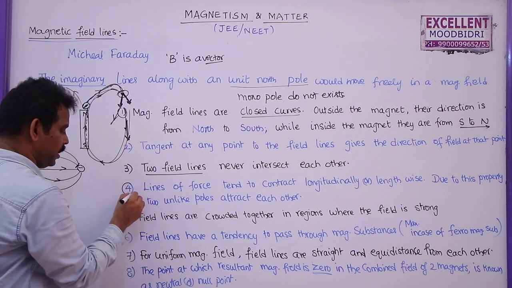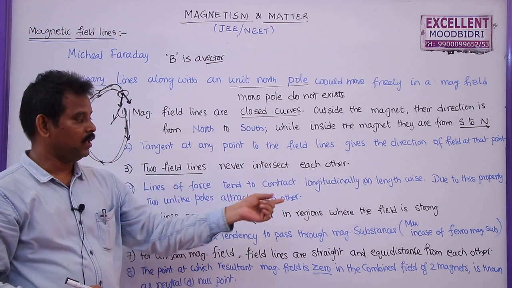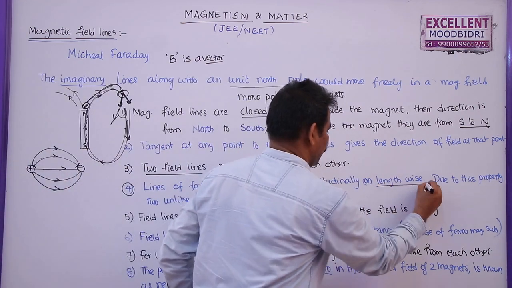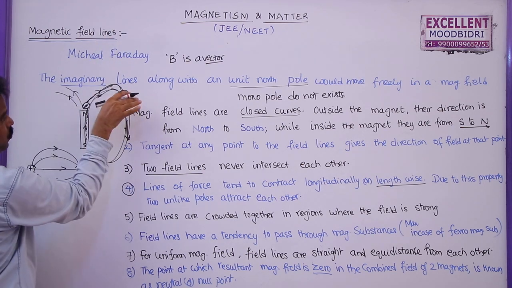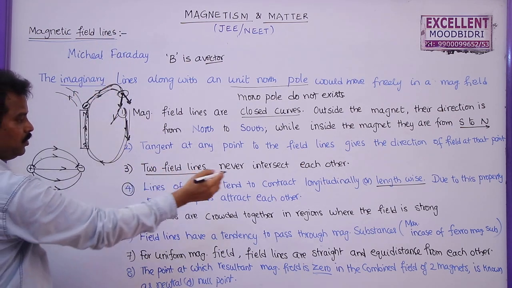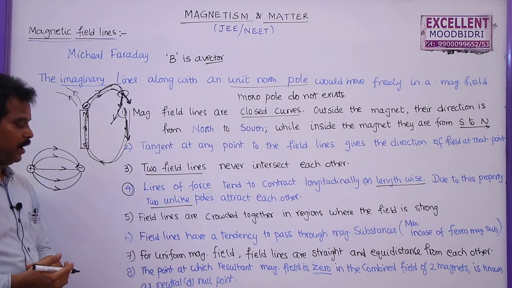And the fourth point, lines of force tend to contract longitudinally or lengthwise. So when they are traveling lengthwise, they will not try to move in a straight line. They will try to contract. They will try to bend. So due to this property, two unlike poles generally attract each other.